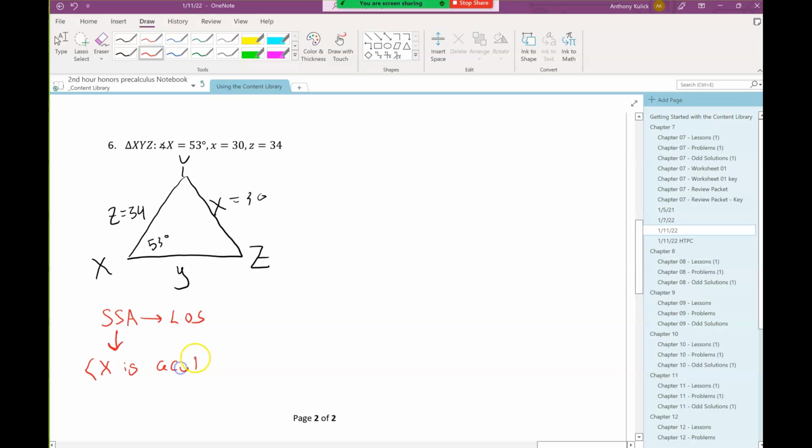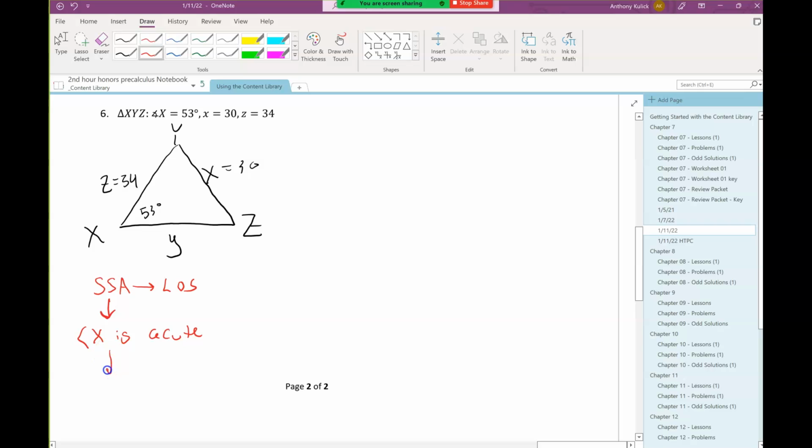Acute. So in the acute situation, either I have the 1 triangle scenario or the 0, 1, and 2 triangle scenario. To tell the difference between those two, I need to compare the two given sides. Basically, I need to look at the side opposite my given angle, that's side X, and compare it to the other given side, that's side Z. What's the relationship between side X and side Z? Side X is smaller than side Z.